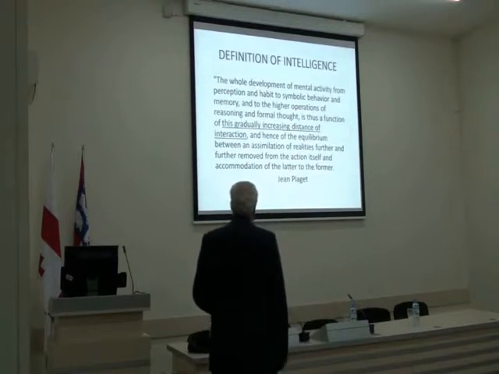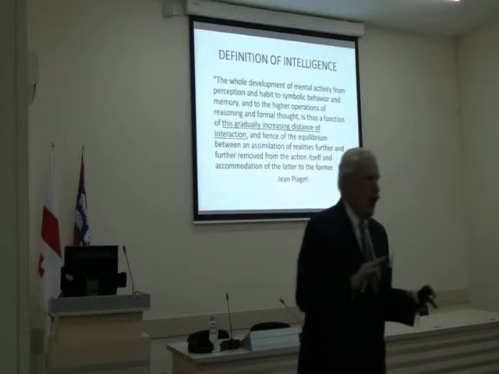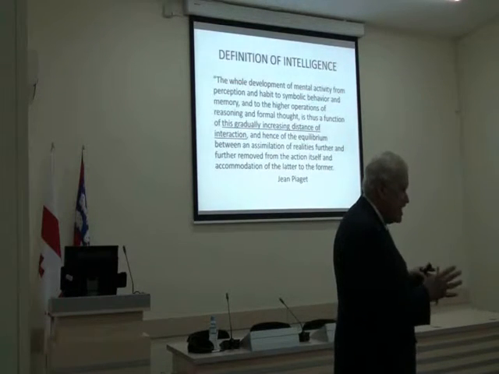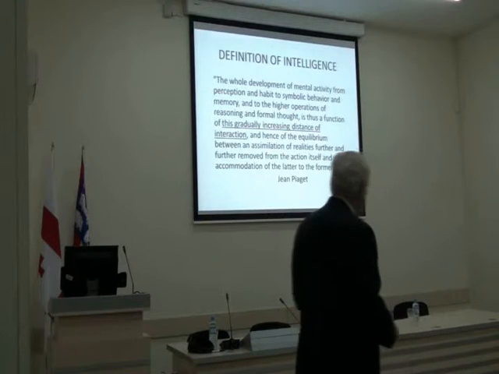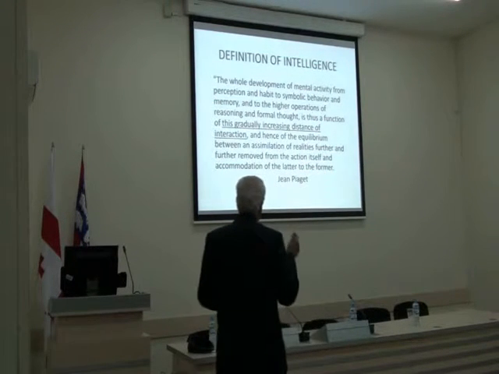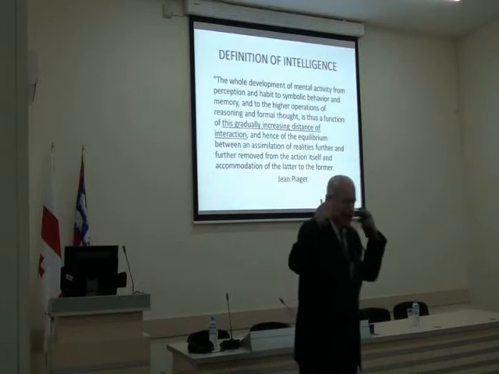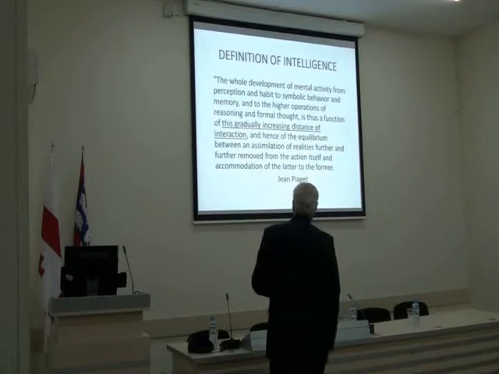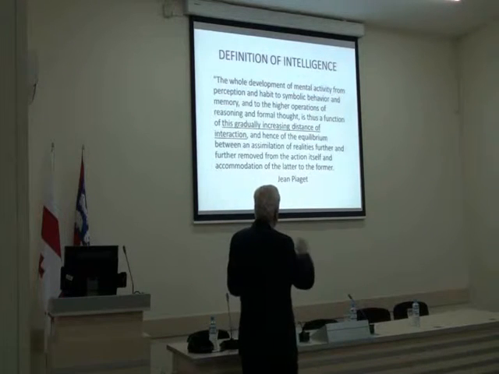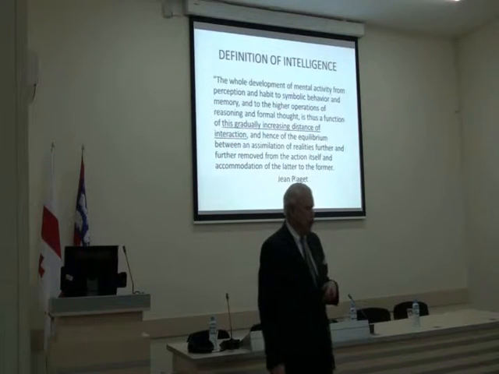So now I'm going to get really complicated for just a minute here, because I want a definition of intelligence, and this is going to sort of guide. This is from Jean Piaget, from one of his many books, called The Psychology of Intelligence. The whole development of mental activity from perception and habit to symbolic behavior and memory, that is to say, the growth of mental activity, development from child to adult, to higher operations of reasoning and formal thought. It's thus a function of this gradually increasing distance of interaction.